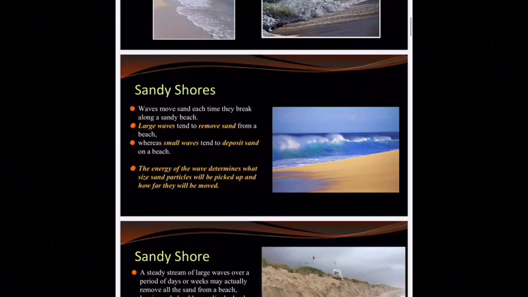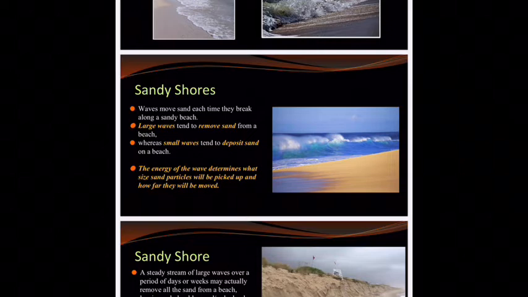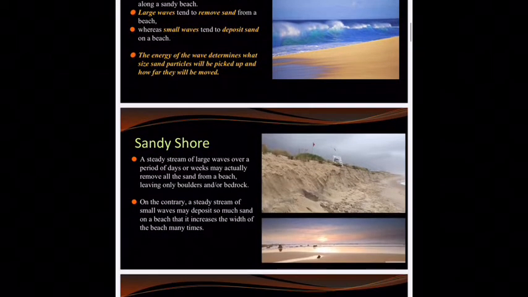Okay, so waves move sand every time they break along the shore. Large waves tend to remove a lot of sand. Small waves deposit sand because the energy that they're carrying determines whether or not particles will be picked up and moved or deposited.